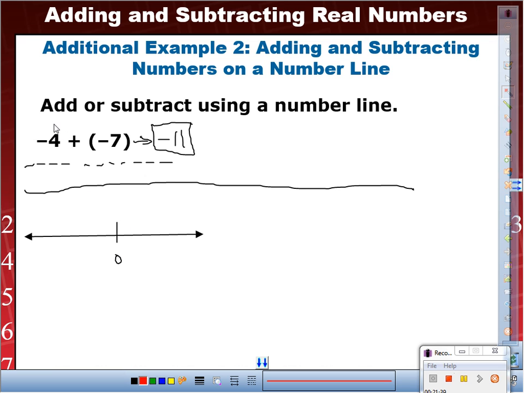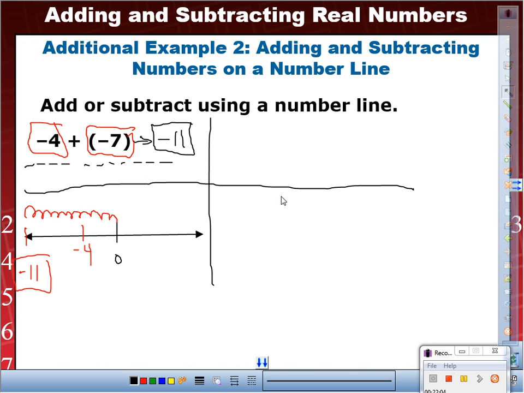Necessary or important. So, we start with negative 4. Starting from 0, 4 to the left, 1, 2, 3, 4, and I land at negative 4. From there, it tells me to go 7 more steps to the left, but from here, 1, 2, 3, 4, 5, 6, 7, and I should land at negative 11. Did I get the same thing as here? Yes.